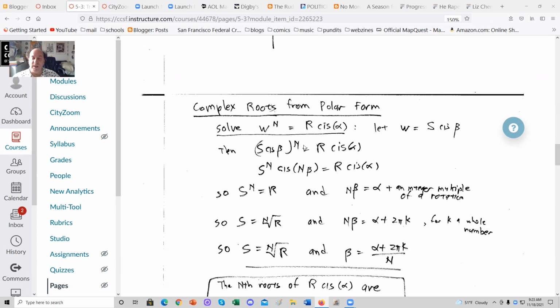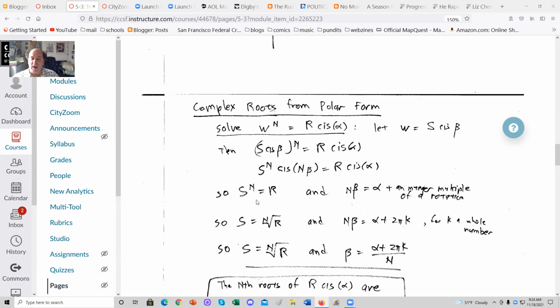So s cis beta to the nth is r cis alpha. This s cis beta's nth power is s to the n times cis of n beta. You take a power of s, and you take a multiple of beta. S to the n cis n beta equals r cis alpha. Now, I didn't mention it, but two complex numbers are equal if their lengths are equal and their angles differ by an integer multiple of a rotation, because if you go around once or twice or n times, you wind up at the same place. So s to the n is r, and n beta equals alpha plus an integer multiple of rotations.